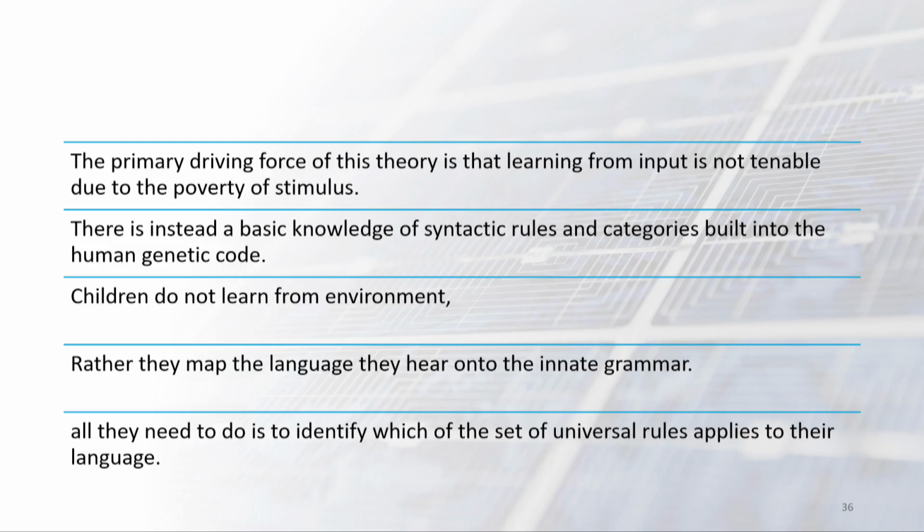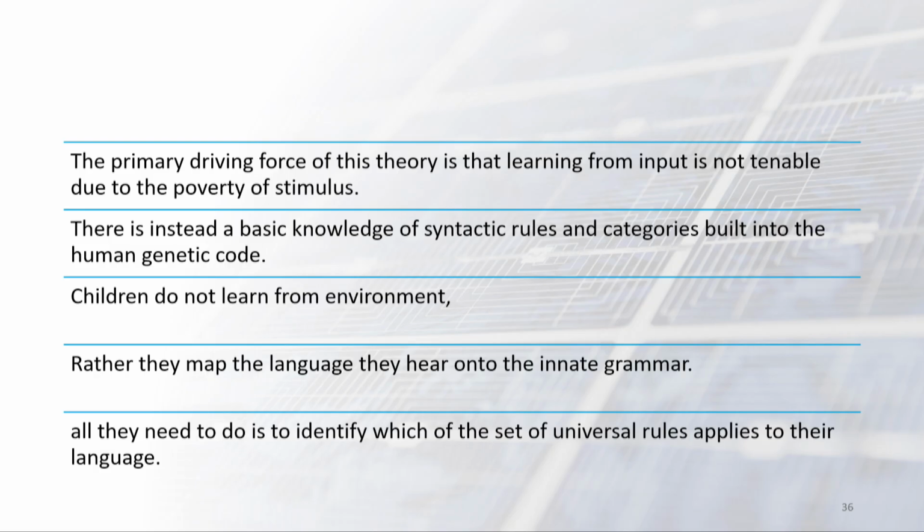This theory says that we have some basic knowledge of syntactic rules and categories built into the human genetic code. We are bioprogrammed to learn language, and that bioprogramming involves a universal grammar, a basic grammar which includes the primary syntactic rules that are applicable to all languages. That is already coded into our genetic system, and hence we do not learn it from the environment; it is already there.